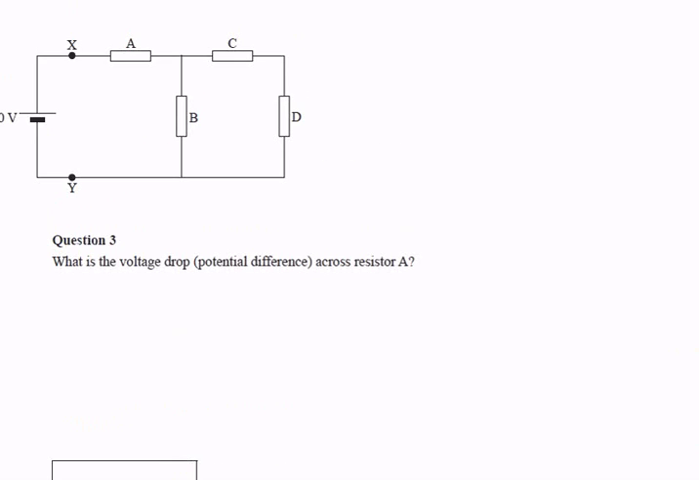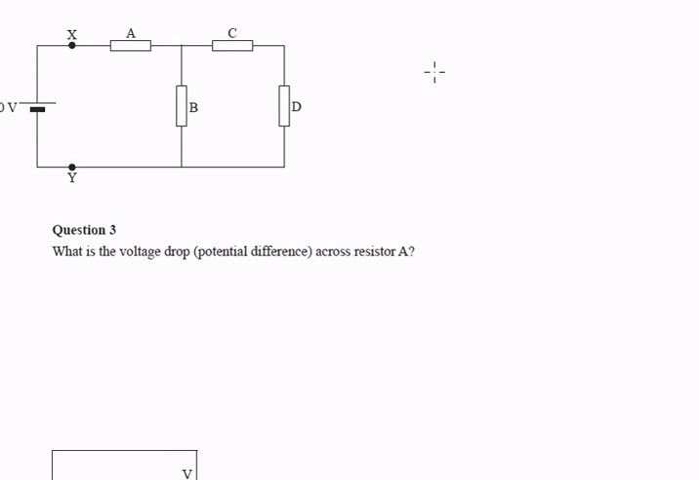Alright, I've copied and pasted the picture again. What's the voltage drop across A? We've already done that, but we'll do it again. The voltage across A equals the current in A. I just use V equals IR, but to make it really easy, I put these subscripts on them, and it makes it really easy to know what needs to go in. So voltage in A equals current in A times the resistance in A.